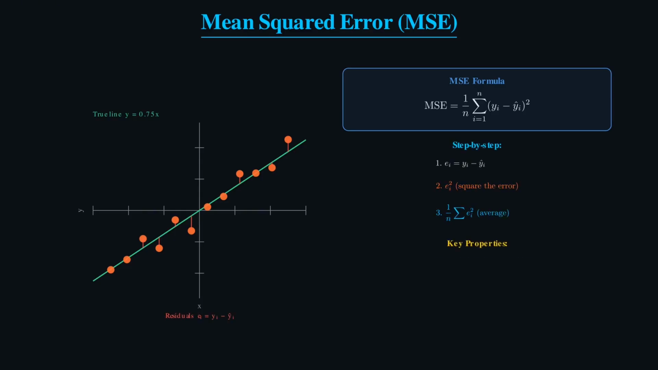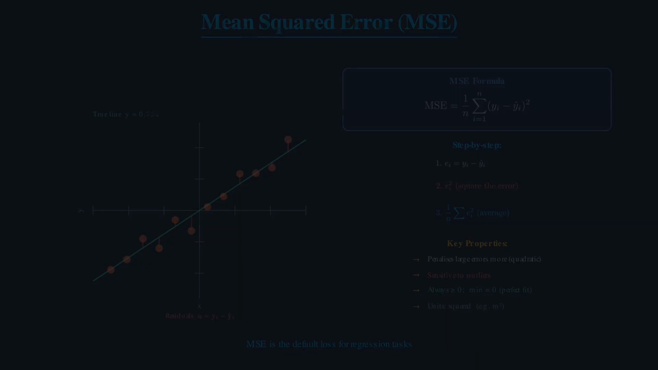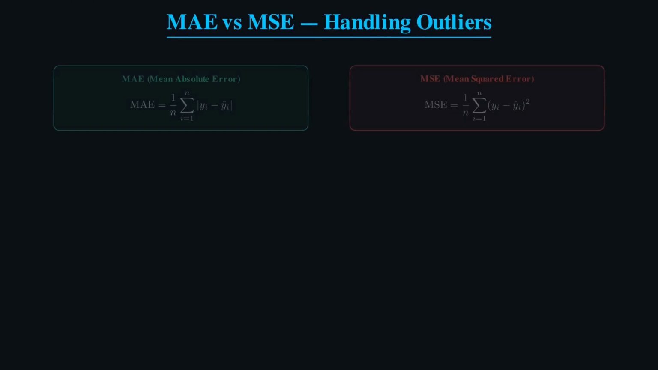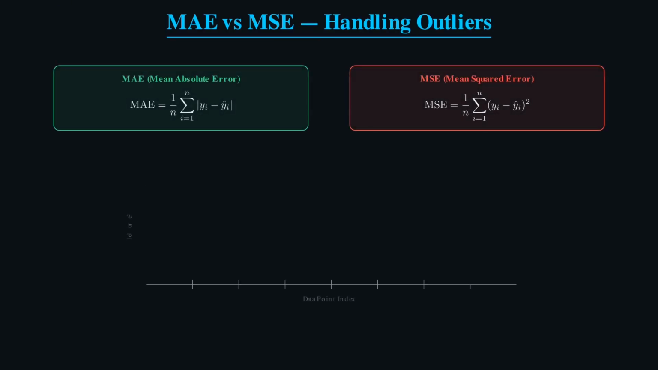That's where mean absolute error, or MAE, offers an alternative. By taking absolute values instead of squares, MAE treats all errors equally. Use MAE when outliers are noise. Stick with MSE when large errors truly matter.